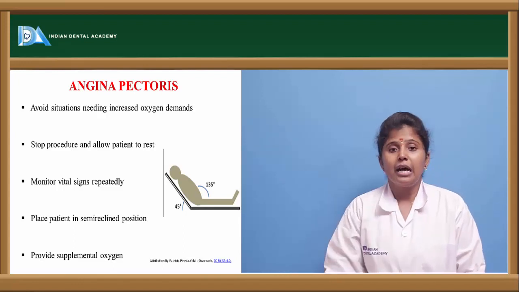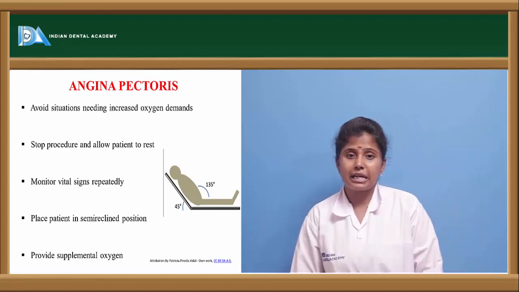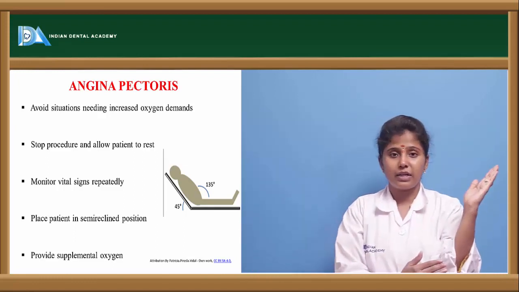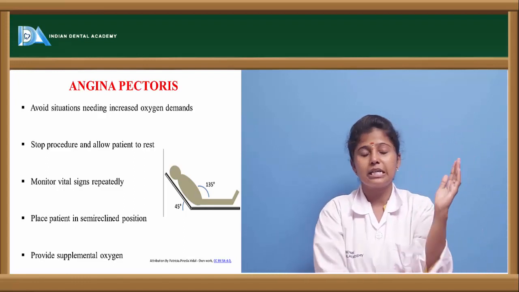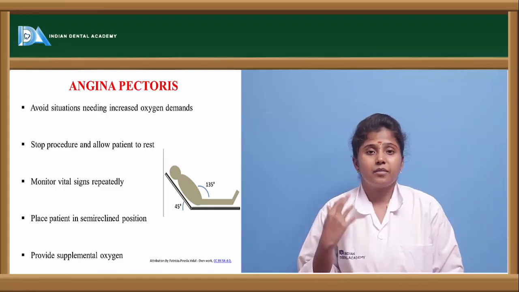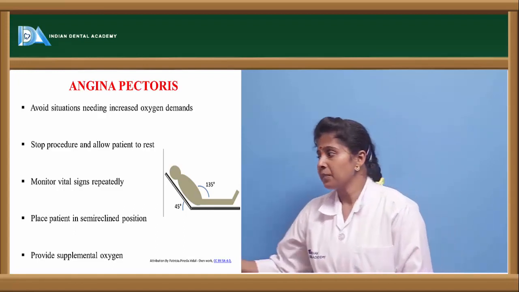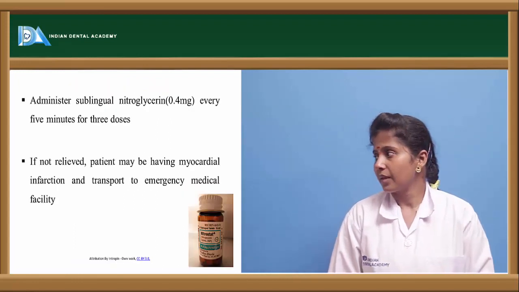The person should be in rest position, and should be placed in semi-reclined position. Semi-reclined in the sense the person should be at an angle of 45 degrees. So if a person is like this, then he should be at the angle of 45 degrees, and thereby the decreased oxygen supply can be reduced, and provide the oxygen supplement for that person.